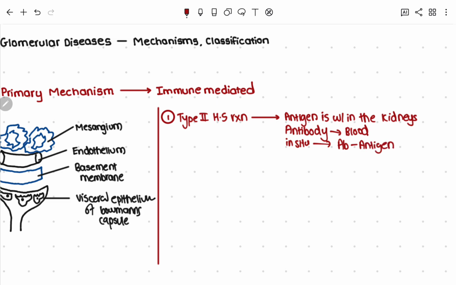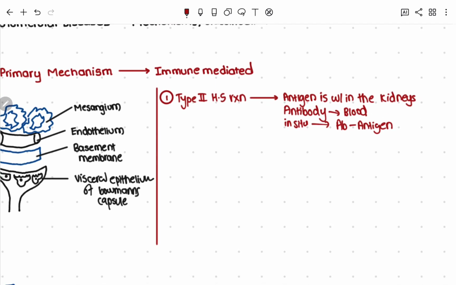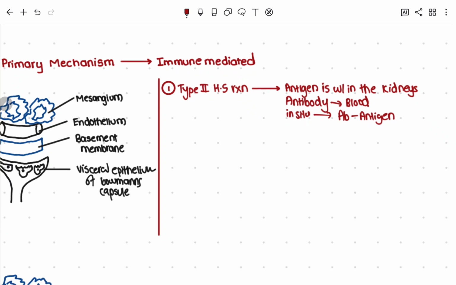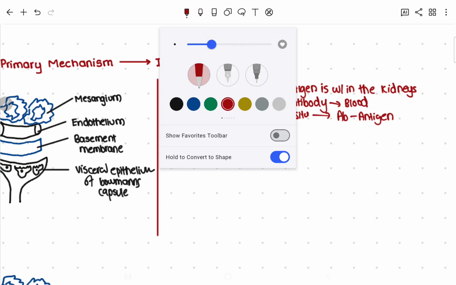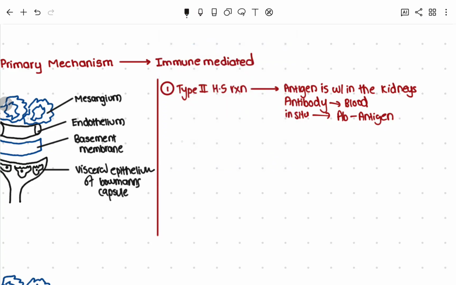In type 2 hypersensitivity, it's important to note that there are no pre-existing antibody and antigen complexes circulating in the blood. The formation of these antibody and antigen complexes occurs in situ, and the antigen is always found within the kidneys. Right, so this is the first way that you can have damage to the glomerular surfaces and this glomerular apparatus.